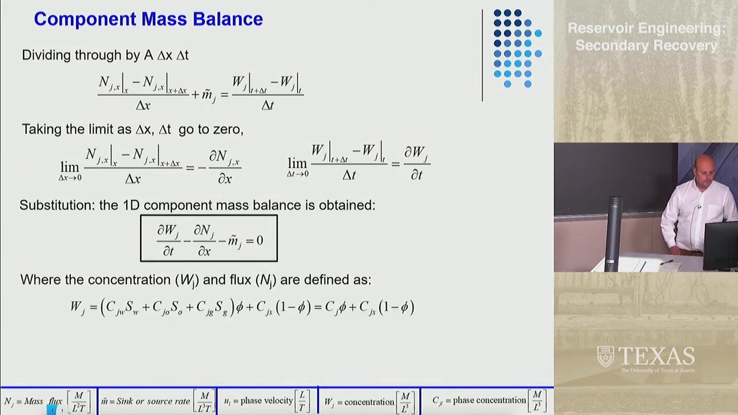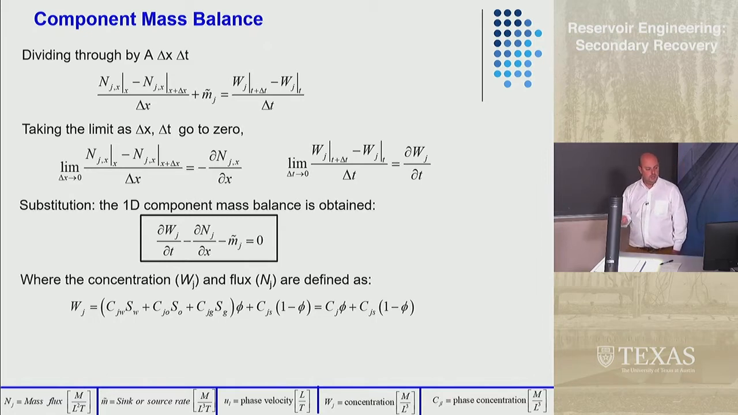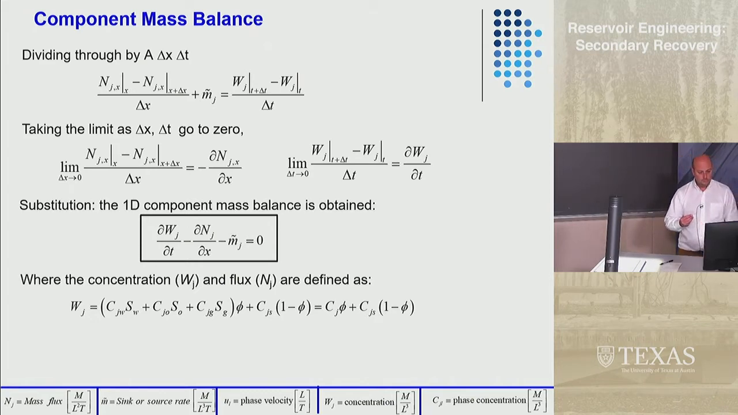So we've got this concentration. WJ says that we can have some sort of concentration, CJW, that's the mass per unit pore volume of component J in a phase, and so you multiply that by the saturation of that phase. So you've got J in the water times the saturation of the water, J in the oil times the saturation of oil, J in the gaseous phase times the saturation of the gaseous phase. This is porosity. And then you could have concentration adsorbed onto the surface.